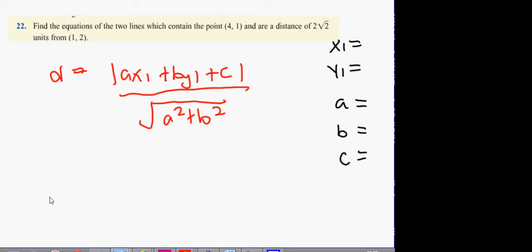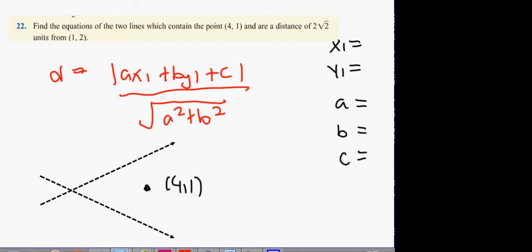There are two lines. Both of them have different slopes. In the middle there's a point. This point is (4, 1). It has a perpendicular distance to both of these lines. You can see that both lines have different slopes, correct? So the distance from the point to both of them is 2 root 2. So this point is x1. Oh sorry, it's not (4, 1). It's (1, 2), isn't it?